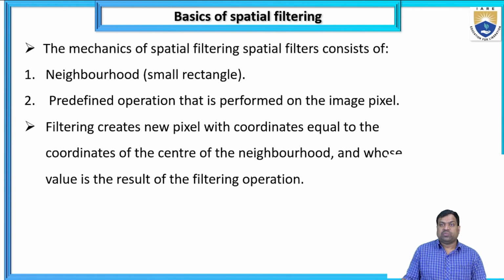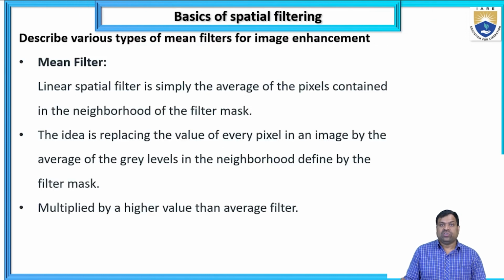The mechanics of spatial filtering: it consists of a neighborhood and a predefined operation. The filter creates a new pixel at the coordinates of the center of the neighborhood, whose value is the result of the filtering operation. So another question is, describe various types of mean filters for image enhancement.